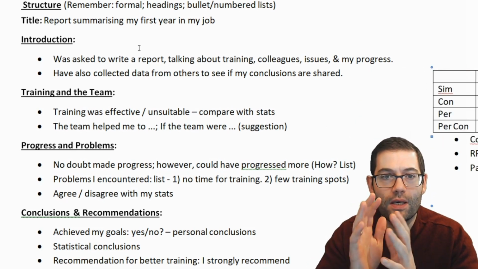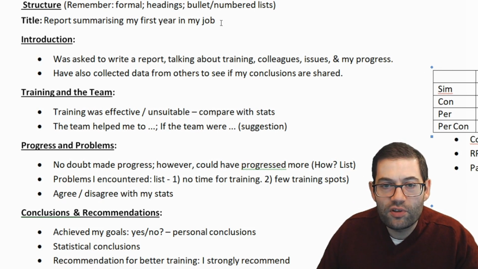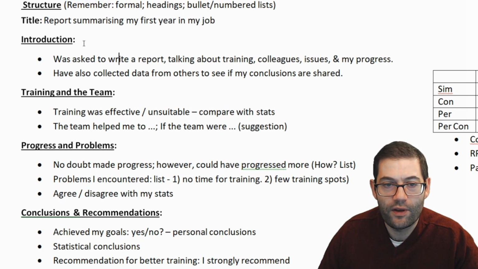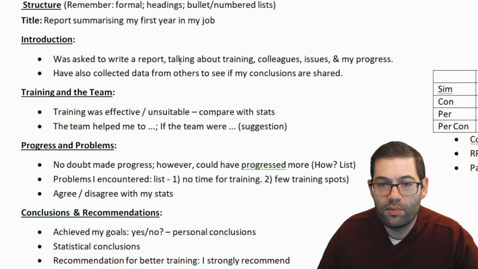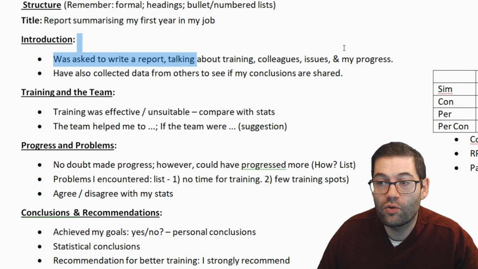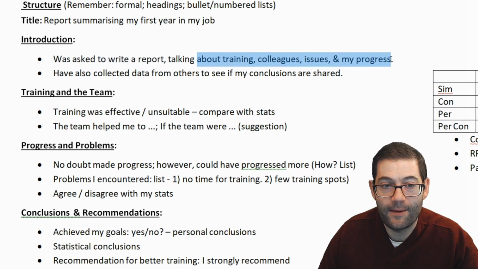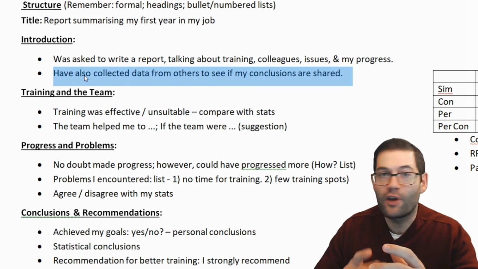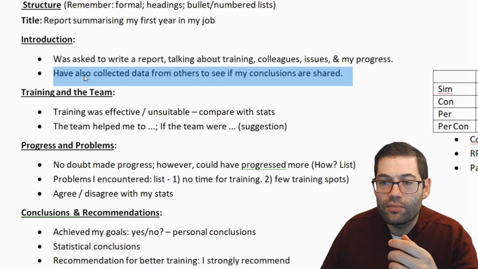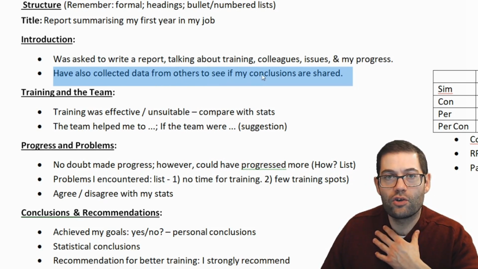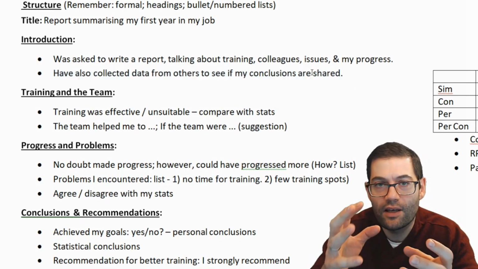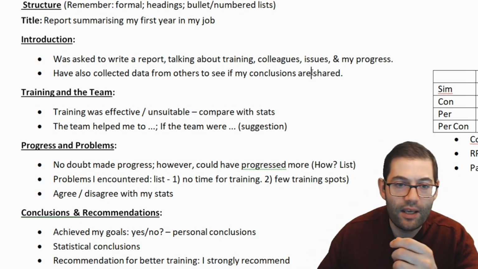Okay, so my title. Report summarising my first year in the job. Nice and simple, to the point, no messing around. Introduction. I was asked to write a report, talk about and what to talk about. Okay, so I've got the 4 things there. Here I've introduced where I've got my data, my statistics from. I've collected data from others, my fellow employees, for example, to see if my conclusions are shared, to see if people think the same thing as me.